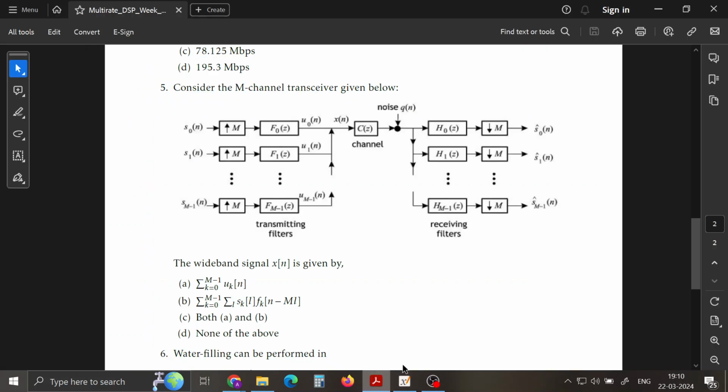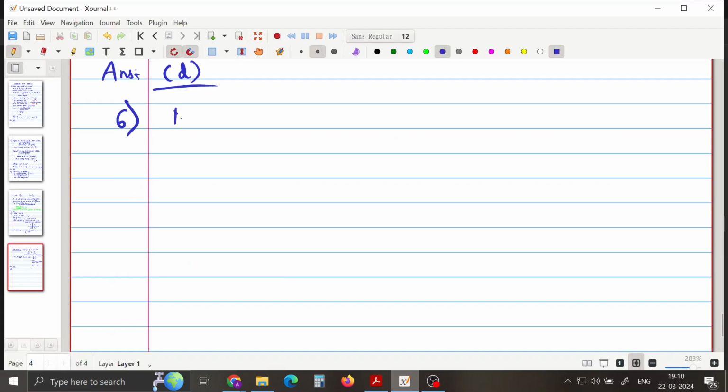M channel transceiver, right? M channel transceiver. So I'm basically redrawing the structure which is given in the question. So you have the first sequence S naught of n being passed through an upsampler of factor capital N.